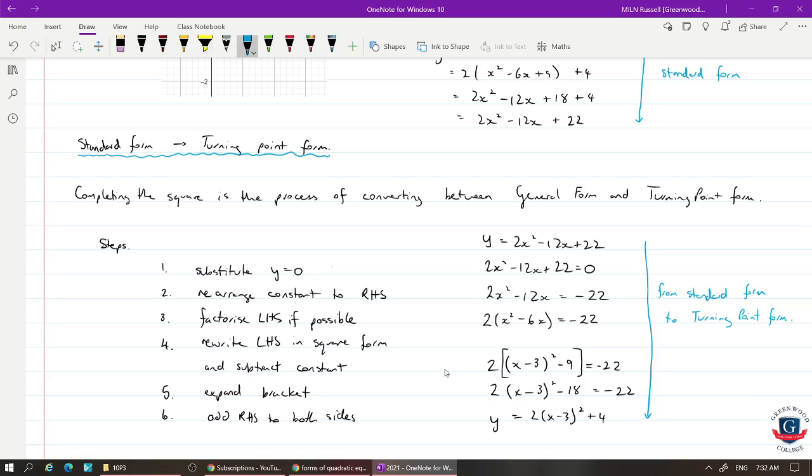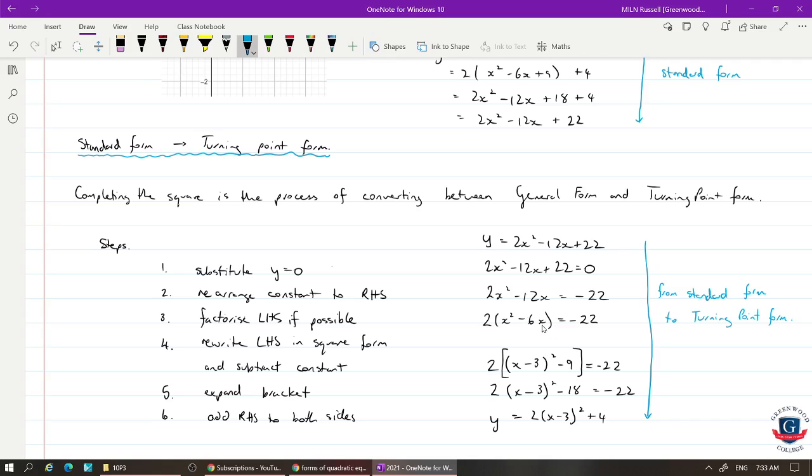So, to start with, write the equation. Then substitute in 0 for y, which I've done here, and swap the sides. Rearrange the constant to the right hand side, in this case by subtracting 22 on both sides. Then rewrite the left hand side by taking out a constant if you can. So I've factorized out 2 in this case because 2 will quite happily sit up front. It makes your factorization easier later on.